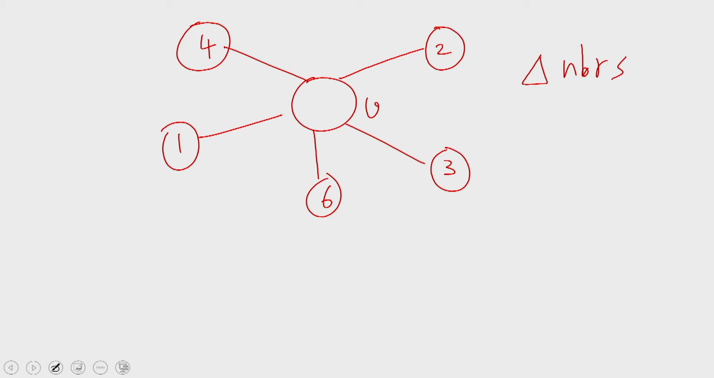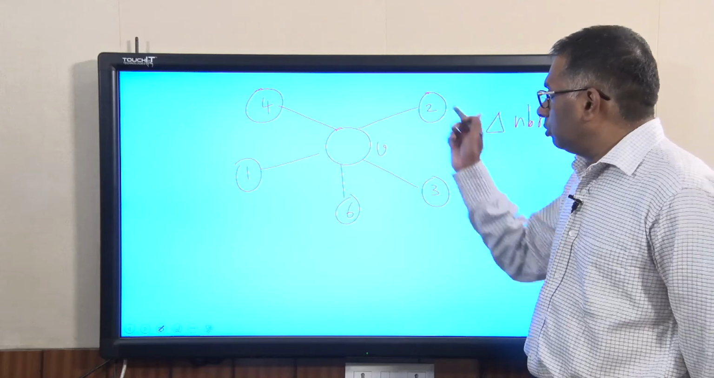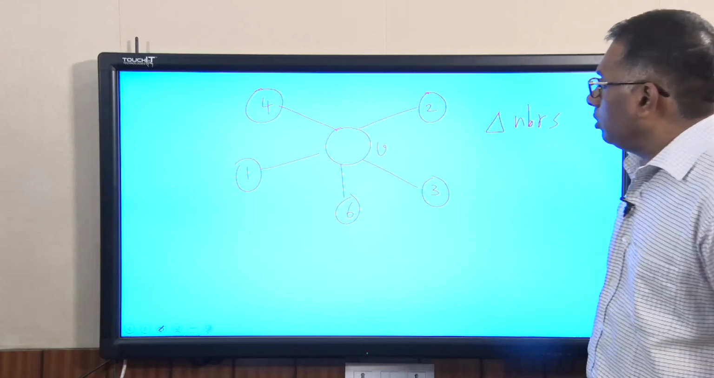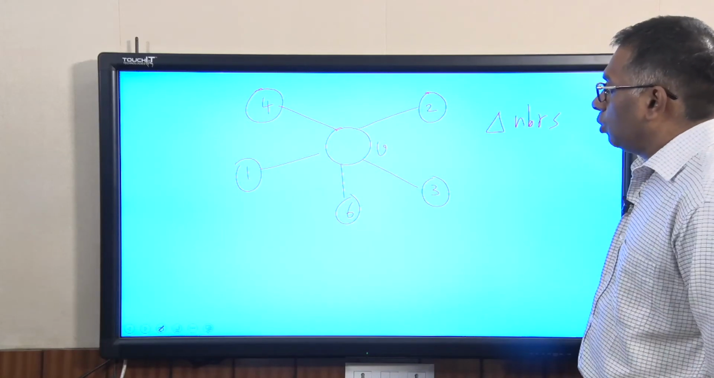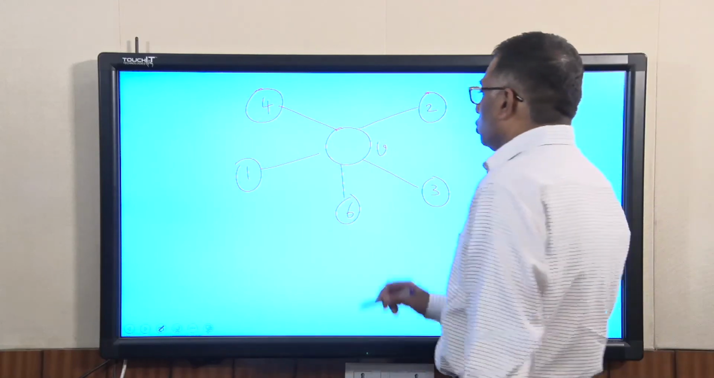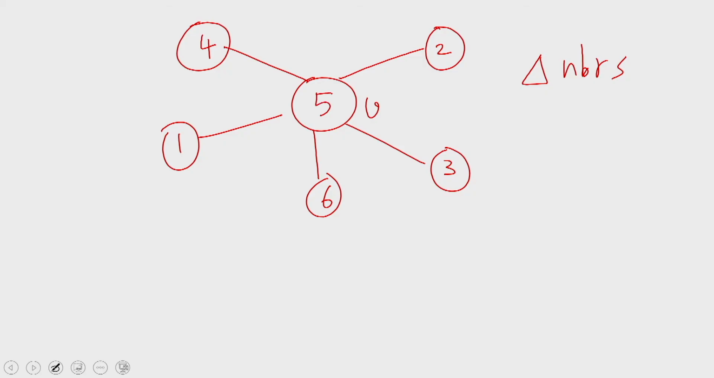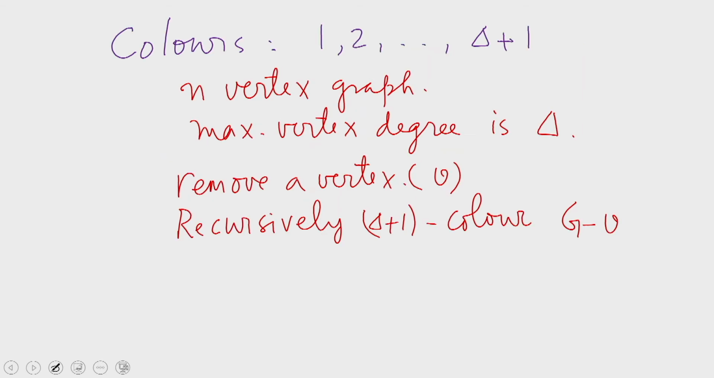So, if delta happens to be 5, in this case we have used 6 colors, and when we look around in the neighborhood of v, we find that one color is missing, which is color 5. So, it can be given color 5. So, that is what our algorithm is. We remove a vertex. The rest of the graph is still a delta degree graph. It can be recursively delta plus 1 colored. You put v back in, and then color v.